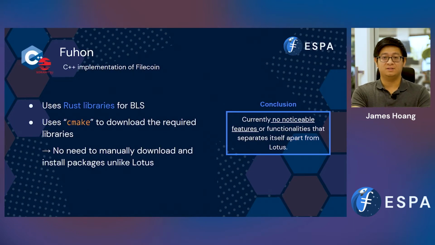So Fuhon uses the Rust libraries alongside C++ in order to compile. It has the convenience of having a singular command known as cmake to set up and install Fuhon with. The advantage with Fuhon here is that you do not need to manually download and install packages one by one, whereas with Lotus, the packages are downloaded and installed one by one, resulting in a few more minutes of setup time. However, all of the Filecoin implementations only need to be compiled once, which makes this Fuhon advantage negligible at a large scale. This is why we have determined that there are no noticeable advantages to using Fuhon over Lotus.